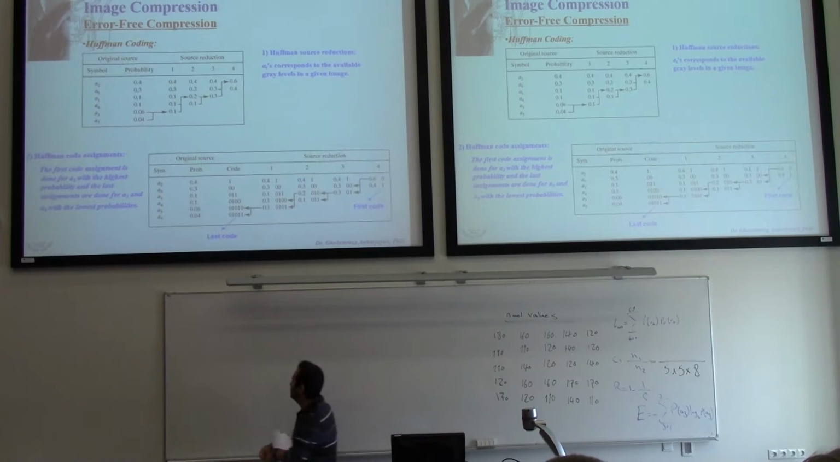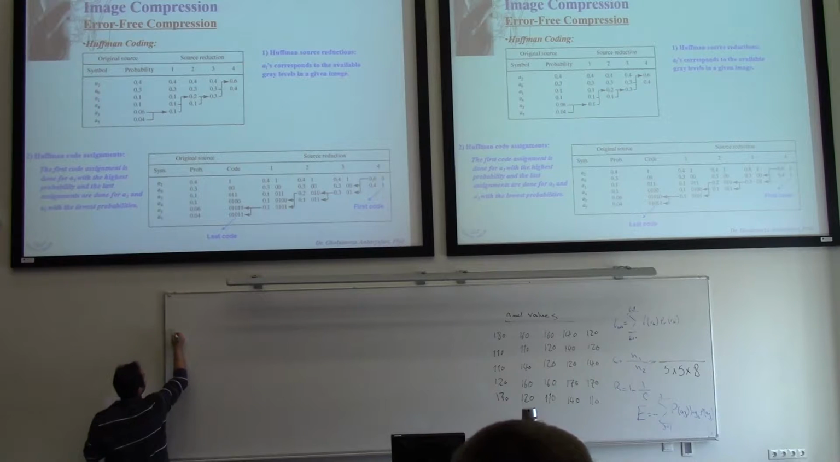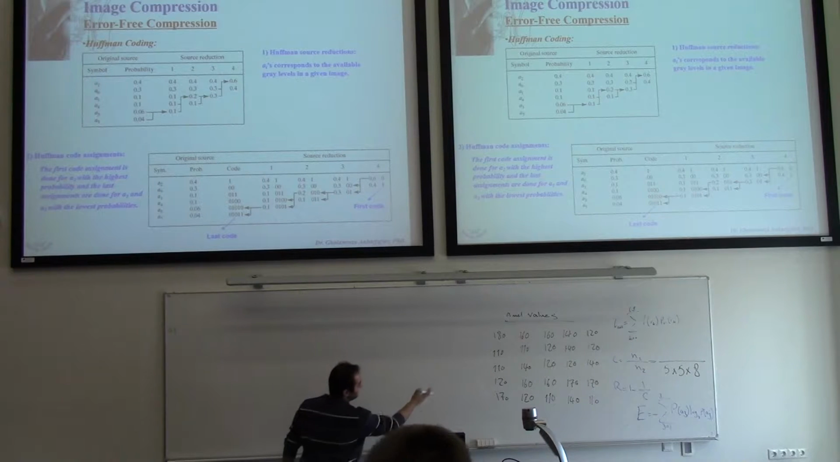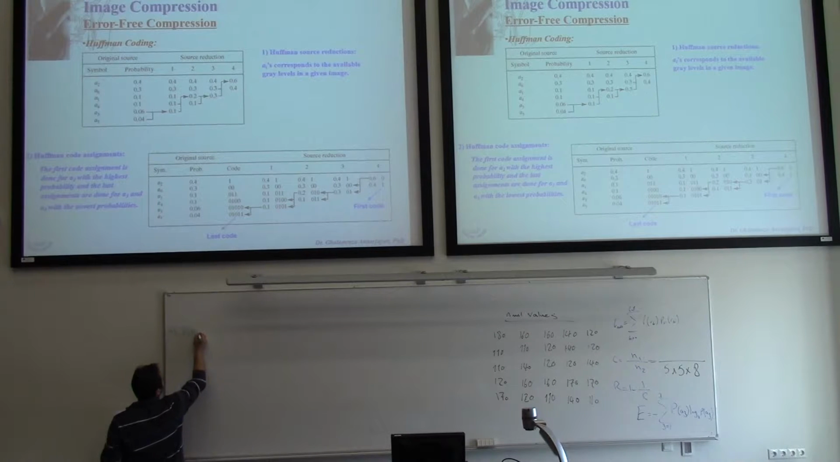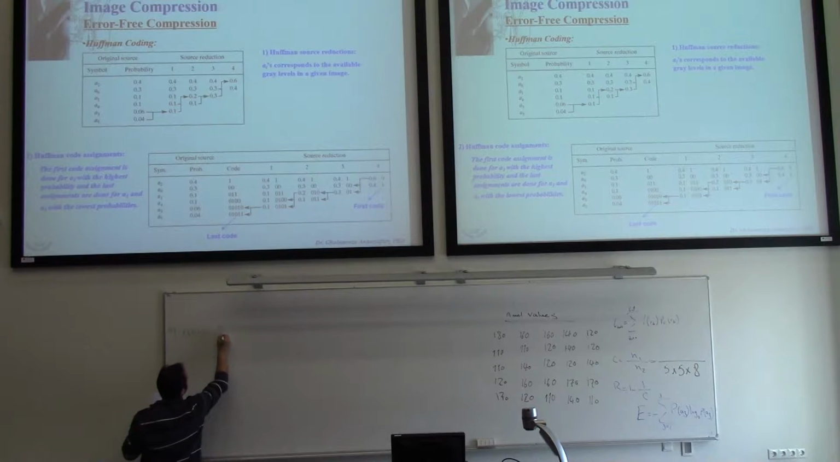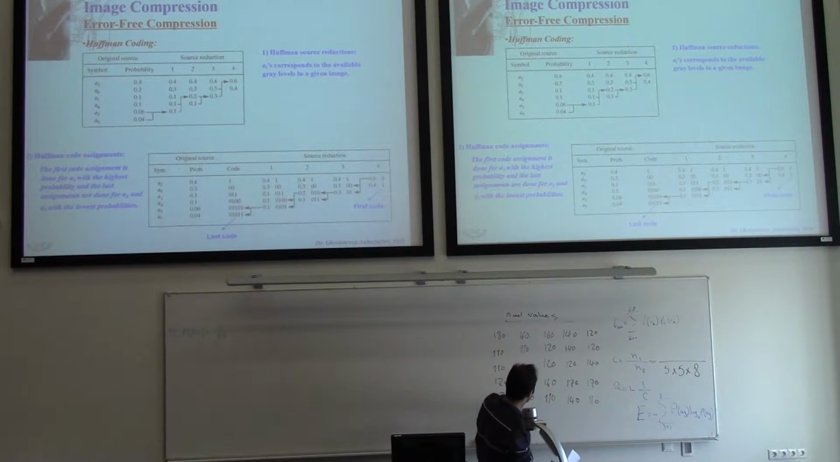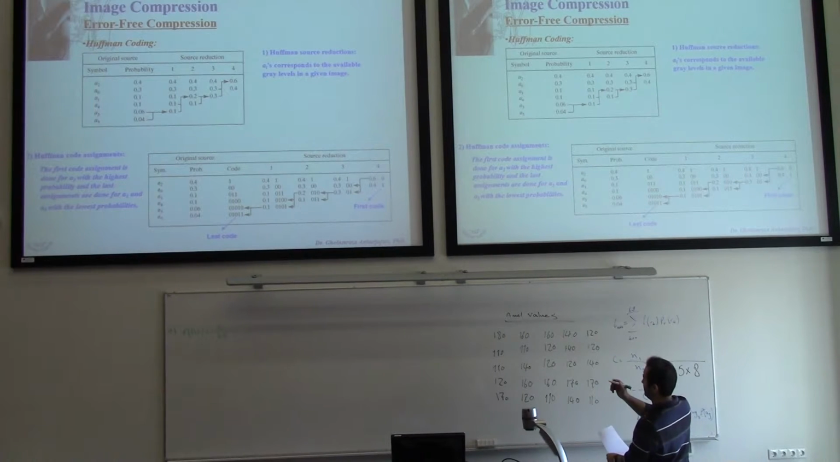Okay, for the first part of the question, we have to find the probability of each pixel. We know that, for example, the probability of the gray level 110 is 5 over 25. Let me check it again. 1, 2, 3, 5. Right. 1, 2, 3. There are 5. Yeah. Okay.